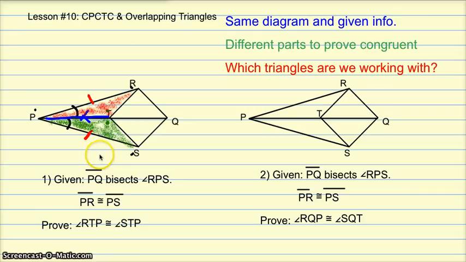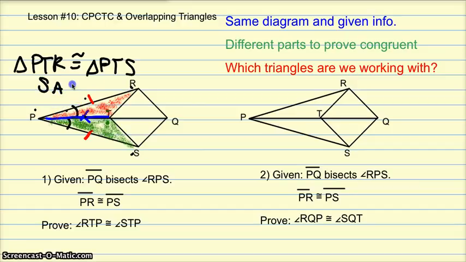Which triangle will be the one you need to work with? Well, it's going to be triangle PTR needs to be congruent to triangle PTS. Mark the given information, we did that. And letter D says, how will you prove the needed triangle is congruent? I see side, angle, side. So these are going to be congruent by side, angle, side.